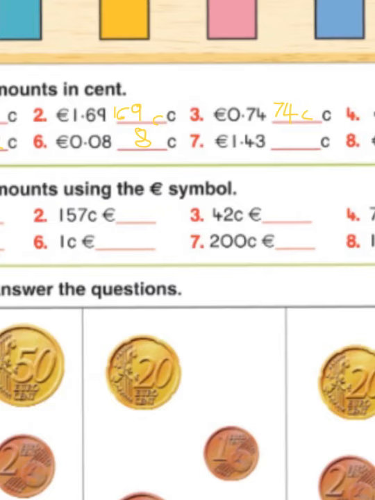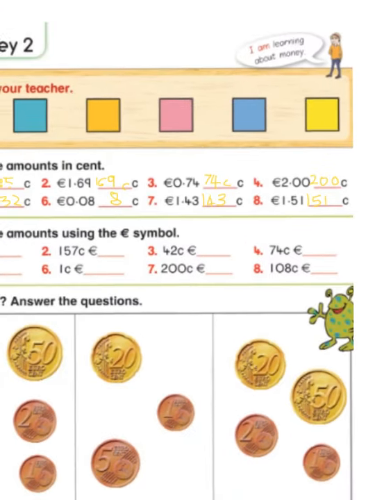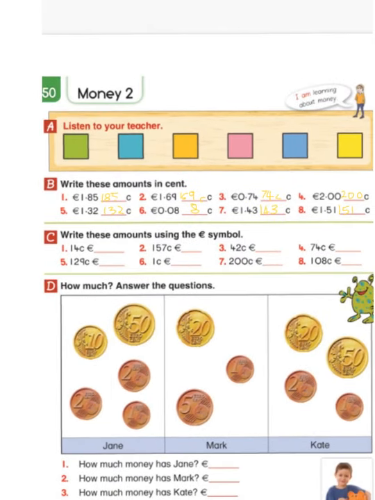€1.43, 143 cent. €1.51, 151 cent. Now, I'd like you to start and do those yourself. Don't copy the answer. See, can you do it independently before we move on to C?